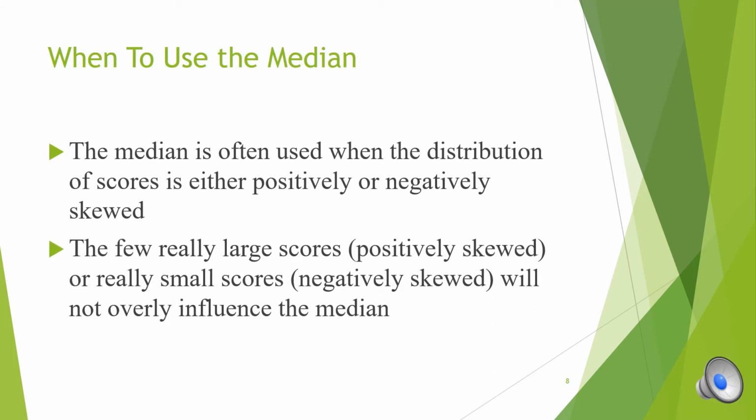So, when do we use the median for the central tendency? Well, we often use it when scores are either positively or negatively skewed. And we're going to talk about that in just a moment, so you get to look at some graphs of what is positive. All right, that's when there are a few really large scores. Or what does a graph look like when it's negatively skewed? And that's when there are really small scores.